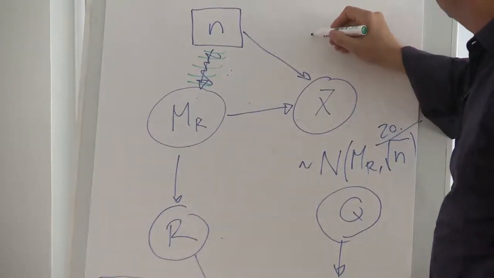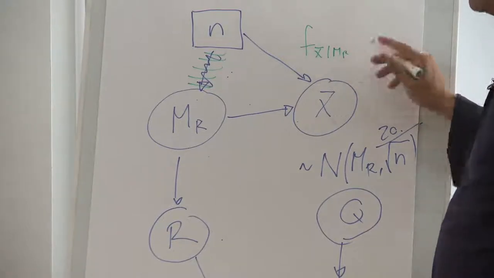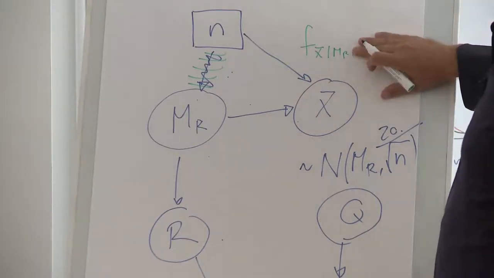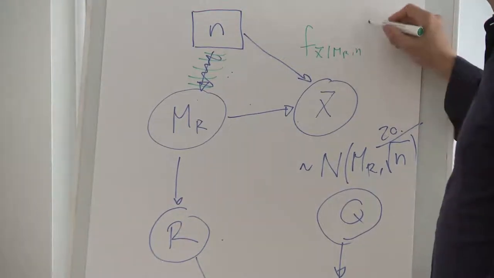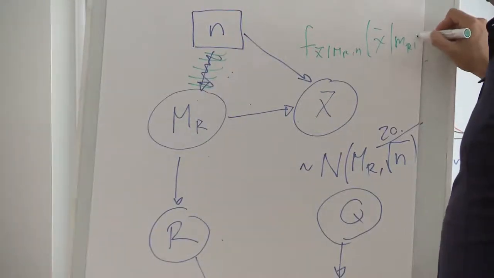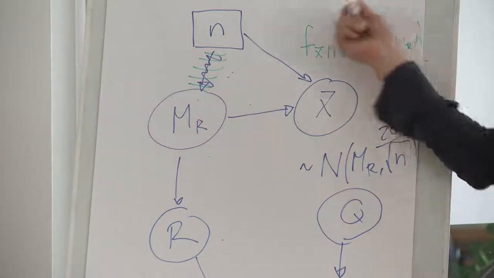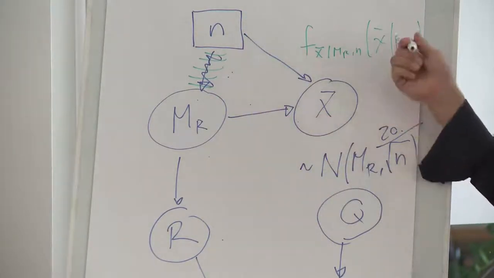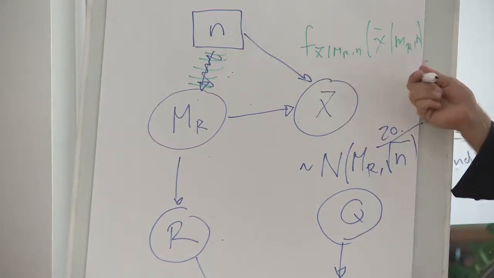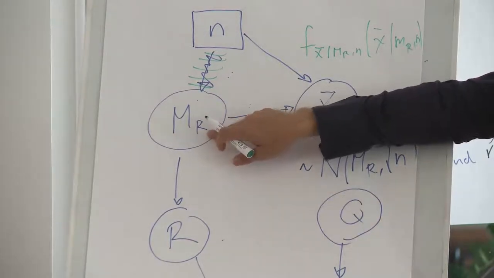So the input here is the distribution of X bar given MR, and also given N, so it depends on N. But once you fix N, this is the likelihood function of X bar given MR comma N, and it is a likelihood function of MR that depends on N. So when I do the Bayesian updating and I change the N, because this function changes, my posterior changes. This is exactly what you also implicitly use in your analysis. That's why the information on N actually changes the posterior distribution of this.